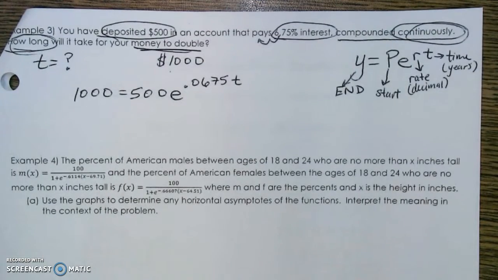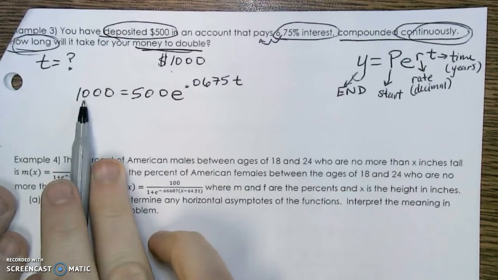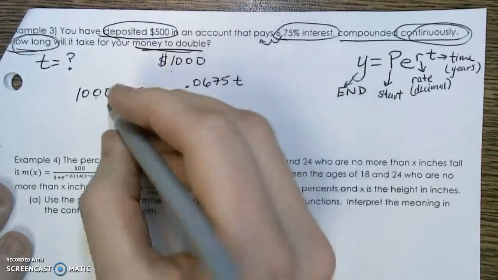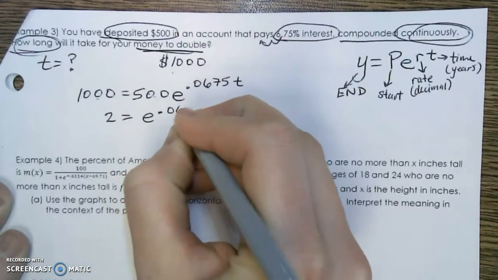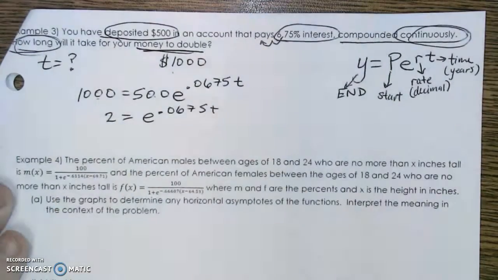So now this is just an equation again, like we did on the other page. And we need to isolate t. First, there's a 500, so we need to simplify this and get 500 to the other side. So if I divide both sides by 500, I end up getting 2. Which should make perfect sense because we wanted to double, and there's a 2 now.